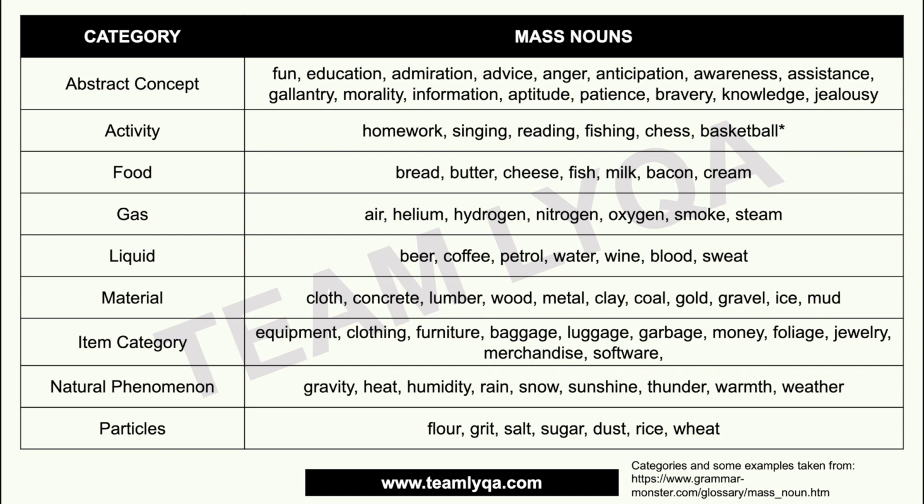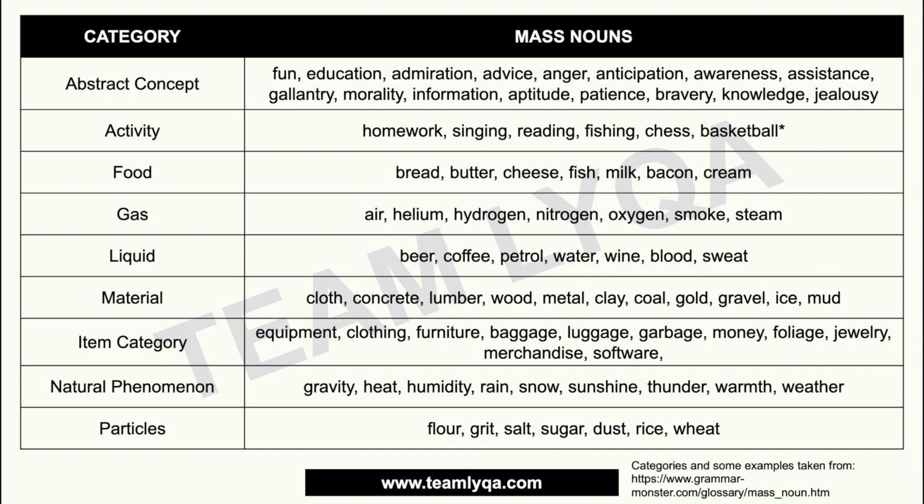Okay? How much steam do you have to produce? How much air do you need? Diba? You don't say 3 air. Ganun din sa liquid, no? Ang beer, hindi mo pwede sabihin 3 beer. 3 bottles of beer, 3 cans of beer, 3 pints of blood. Pwede yun. Pero hindi pwedeng sakto na 3 blood lang. Okay? Material, ganun din. Here are some examples. Cloth, concrete, pati mud. Diba?